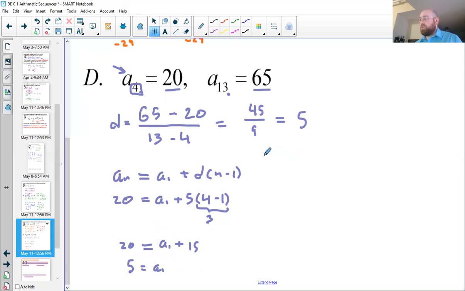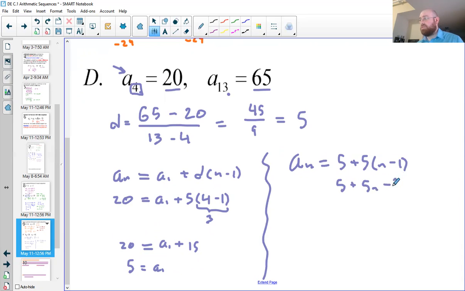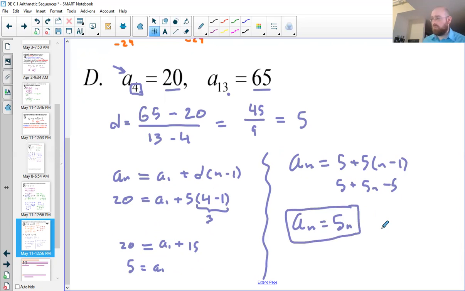And so over here, an is going to be equal to 5 plus 5 times n minus 1. Distribute, we get 5n minus 5. Combine like terms, we get an is equal to just 5n. So our sequence is given by a very straightforward expression. It's equal to 5n.